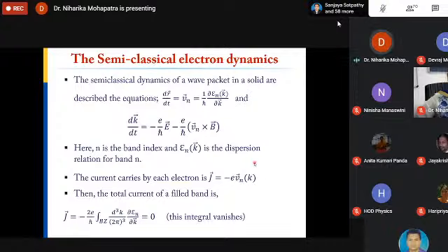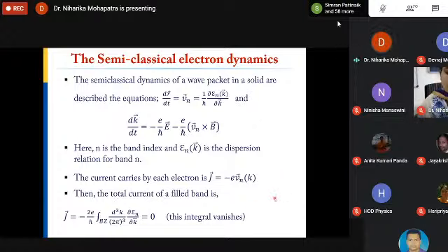Now, once you get this current, if you integrate it over the entire Brillouin zone, if you have a filled band, this gives you 0 because the filled bands don't carry any current. They don't contribute to the current. So you get this current to be 0.